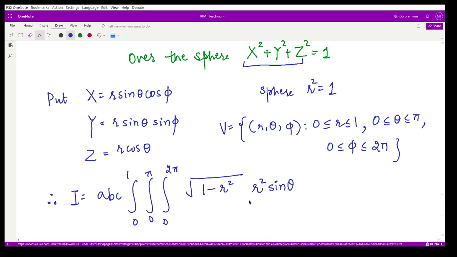Now this is the value of the Jacobian for this particular transformation, and we have d phi, and these are the limits for phi, and then we have d theta, limits for theta, and then dr, the limits for r. So now the next step remaining is just to solve this particular integral. Okay, so let us solve this integral.